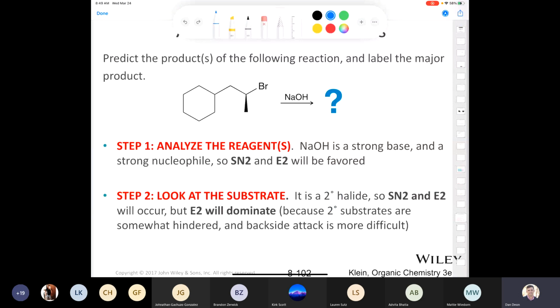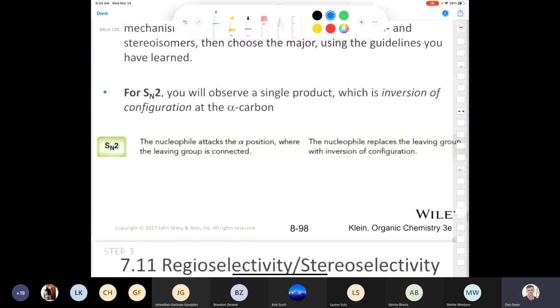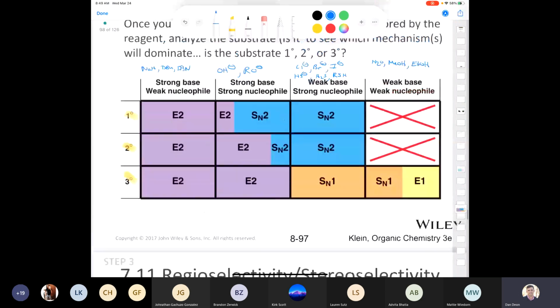Here we have a secondary alkyl halide, right? And we're treating it with a strong nucleophile, strong base, right? So what's going to predominate here? Well, if you go back to this chart, all the way back here, you have a secondary alkyl halide and you have a strong base, strong nucleophile.